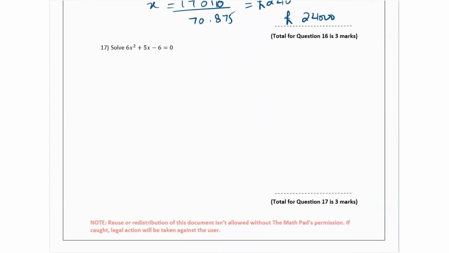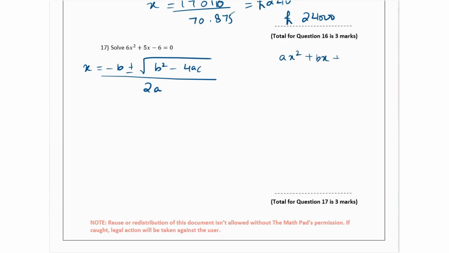Then solve 6x squared plus 5x plus 6 equals to 0. So you have to factorize this quadratic equation. You can use the quadratic formula, splitting the middle term, whichever works for you. If we use the quadratic formula, x equals to negative b plus minus root of b squared minus 4ac over 2a. To figure out what the values of a, b, and c are, the quadratic equation comes in the format of ax squared plus bx plus c equals to 0, where a is the coefficient of x squared, which is 6 for us, b is the coefficient of x, which is 5, and c is the constant, which is negative 6.